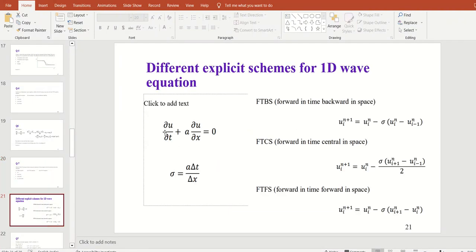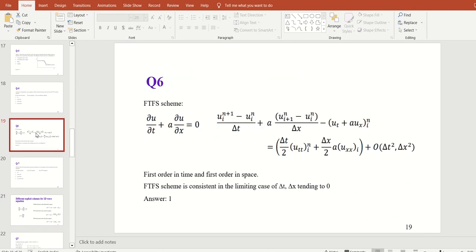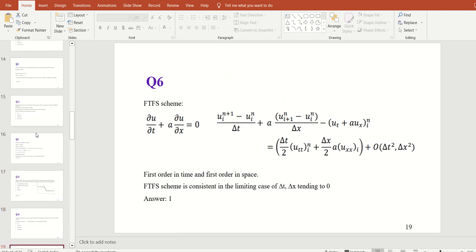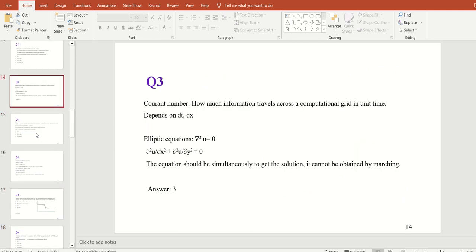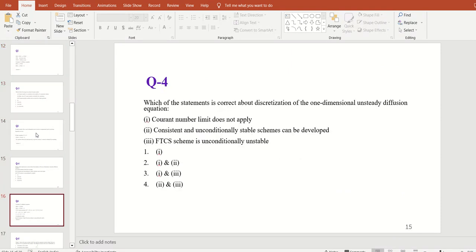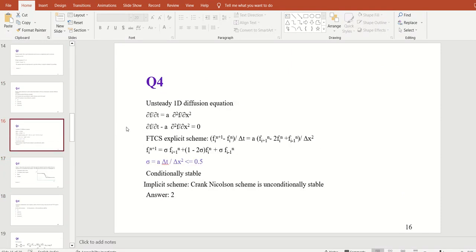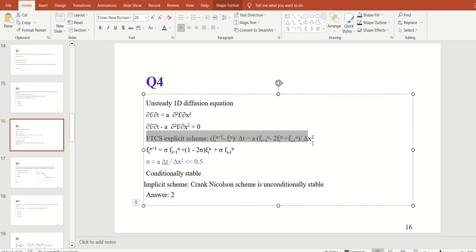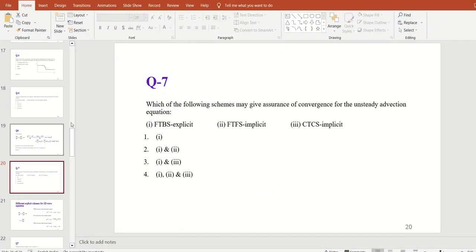Basically the advection equation is given by dou u by dou t plus a into dou u by dou x is equal to 0. If we are going for forward in time and backward in space, we would be getting this equation. How these equations are formed is what we saw previously in some problem for the advection equation. Yeah, this one. Okay, this is for the diffusion equation, but still it is fine. We'll copy and put it over there and we'll discuss it when we are discussing question 7.